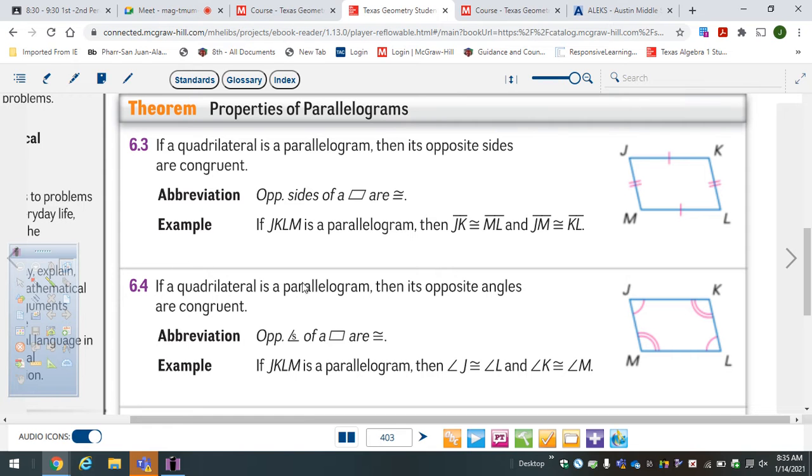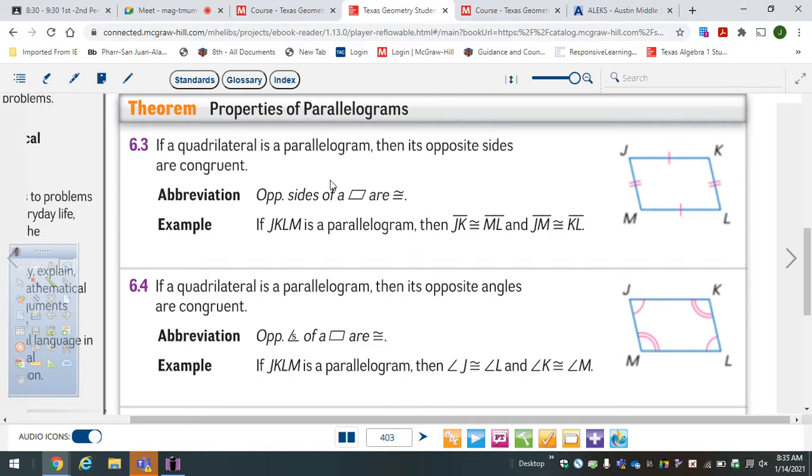Now if a quadrilateral is a parallelogram, then its opposite angles are congruent. So angle K and angle M, you see how they're opposite of each other? Congruent. Same thing for angle J and angle L, congruent.